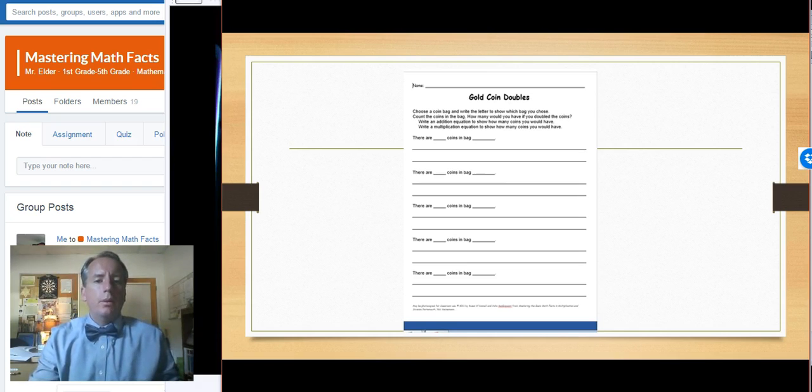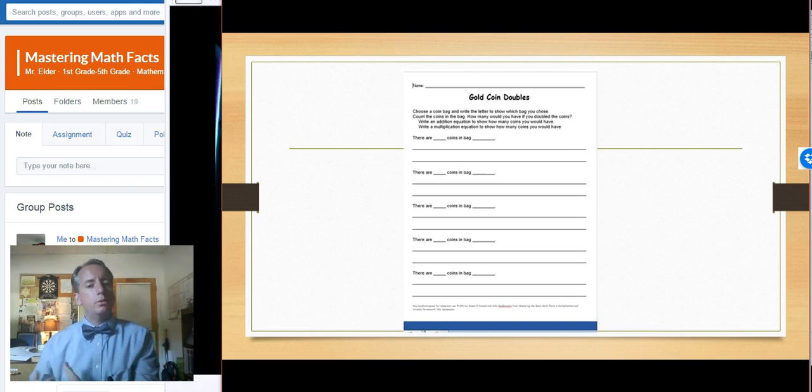So this is simply an activity for kids to practice with 2-color counters. They could certainly use number cubes or Unifix cubes or anything like that. If there are this many coins in a bag, then how many coins would come out? You can see the directions here to choose a coin bag.